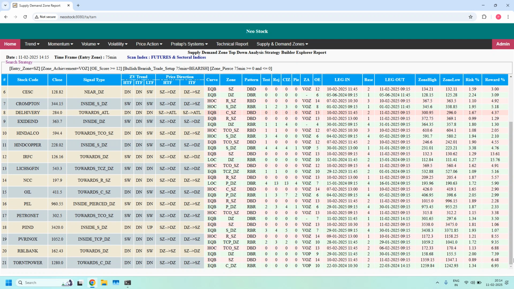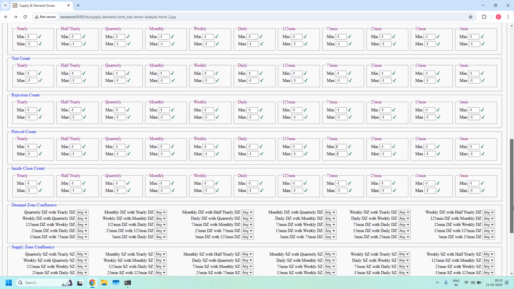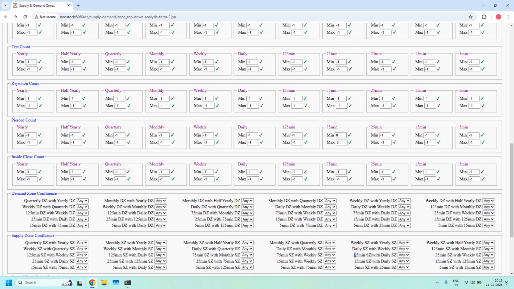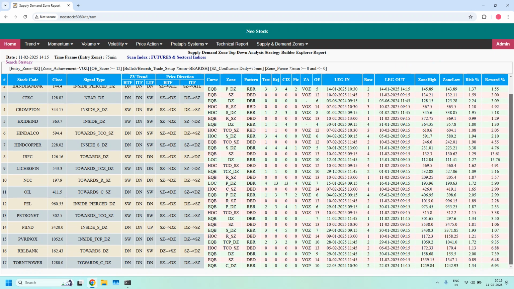Out of these 21, how many of these 21 stocks are having high probability to get the success? So let us identify based on the zone confluence and EMA confluence. First, LTF and ITF supply zone confluence. That is 75 minutes and daily supply zone confluence. I am enabling that filter, 75 minute supply zone with daily supply zone confluence. With this filter, out of 21, the list is reduced to 17 stocks.